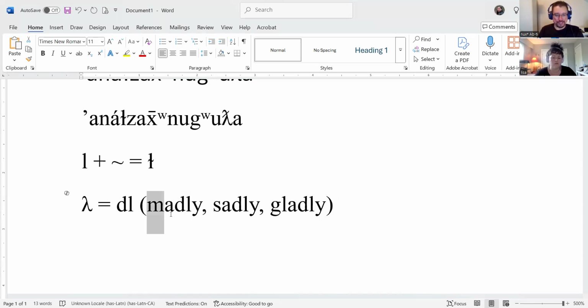So if you practice the words madly, sadly, gladly, and you push the D and the L together into one sound, then it sounds more like the lambda sound. So that's the lambda. It makes a DL sound. When you take that same lambda symbol and you put a line through it, it becomes a barred lambda and it makes a TL sound.